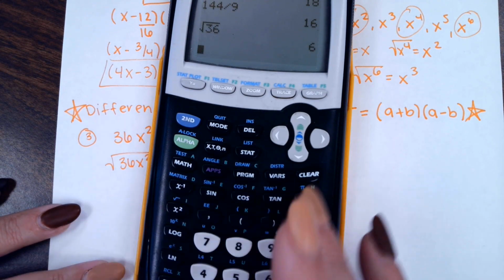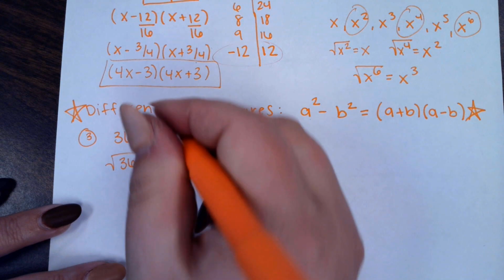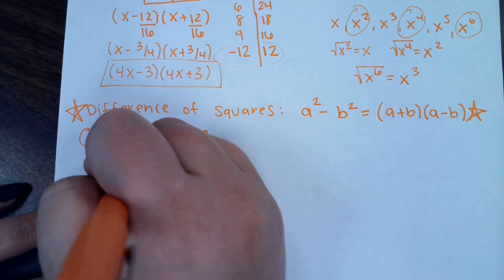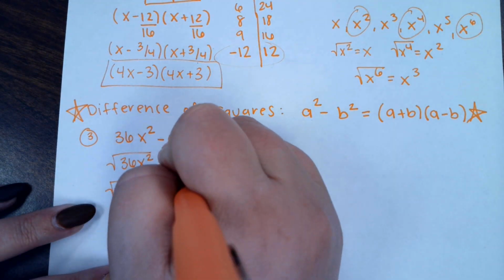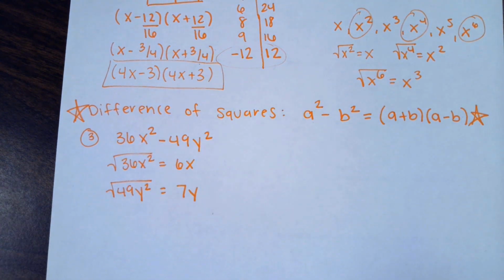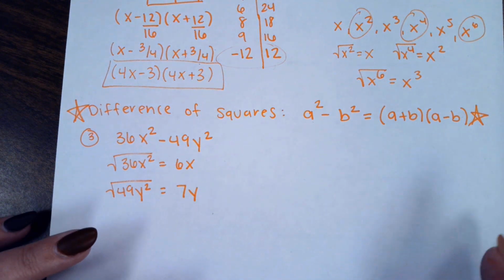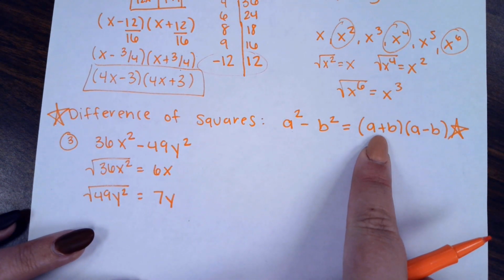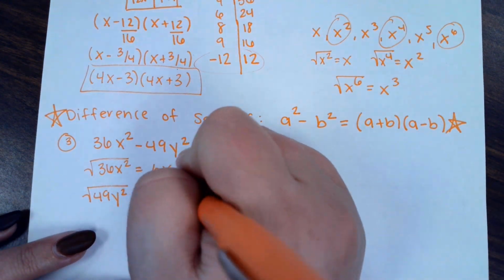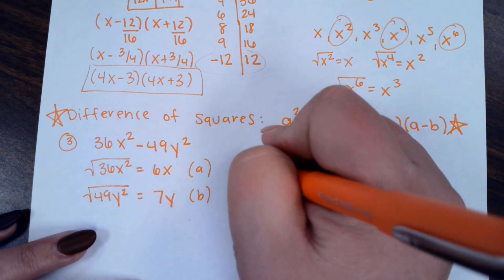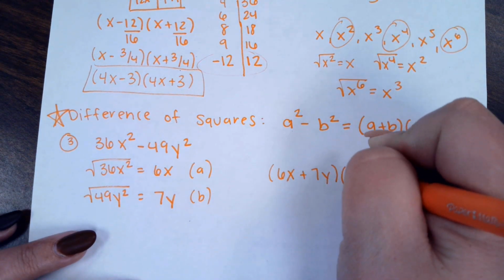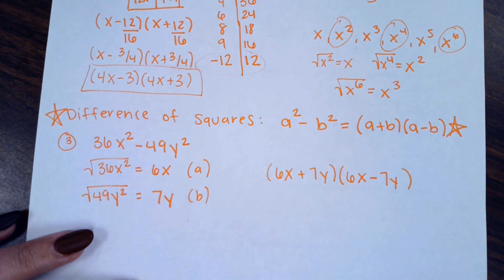Square root of 36 gives you 6, right? So the square root of 36x squared is just 6x. The square root of 49y squared is going to be 7y. So you take the square root of the coefficient and then divide that exponent by 2. So then our rule says we just add our a and b and we subtract our a and b. So in this case, 6x is our a, 7y is our b. So it factors to 6x plus 7y and 6x minus 7y.